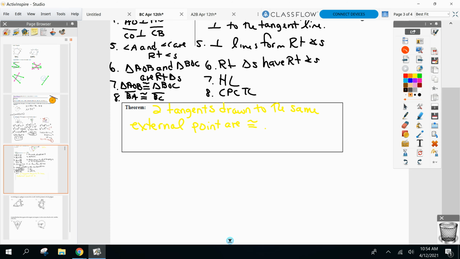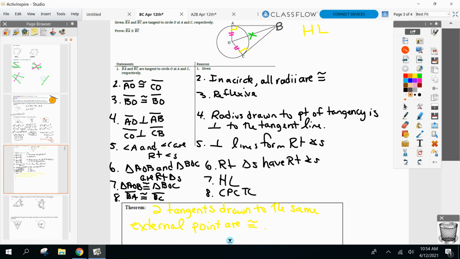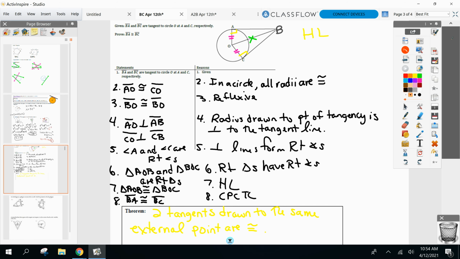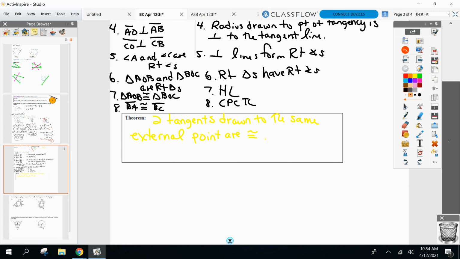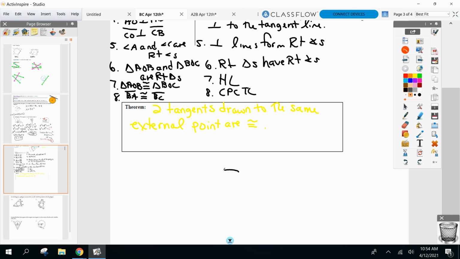Oh, yep. Based on how we proved that specifically, because aren't BA and BC drawn to different points in the circle? They're both drawn. AB and BC are both drawn to point B, aren't they? Tangent AB and tangent CB intersect at point B, the same point. I was thinking point on the circle. No, it's got to be outside the circle. Outside the circle. Okay?